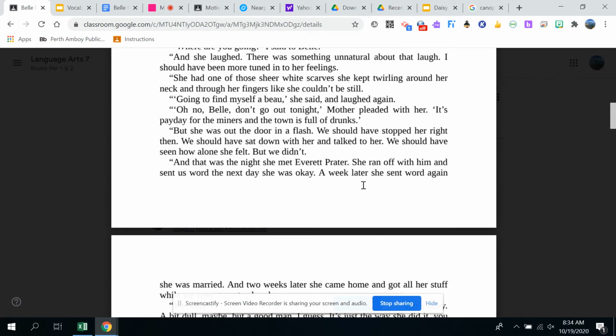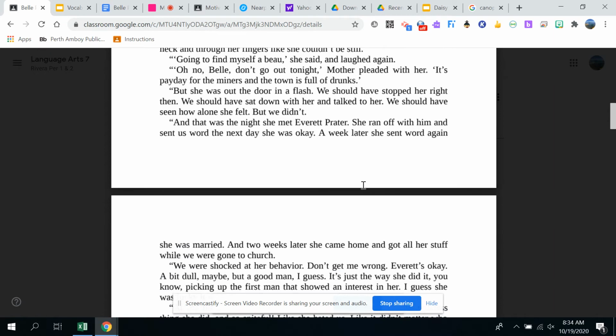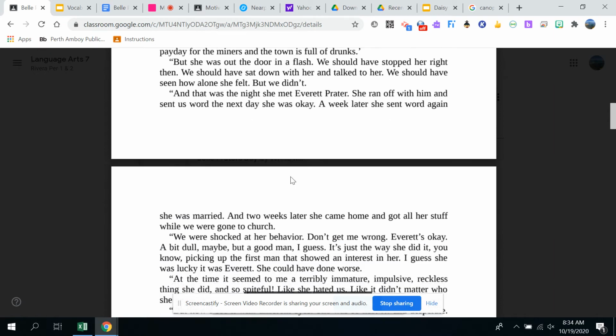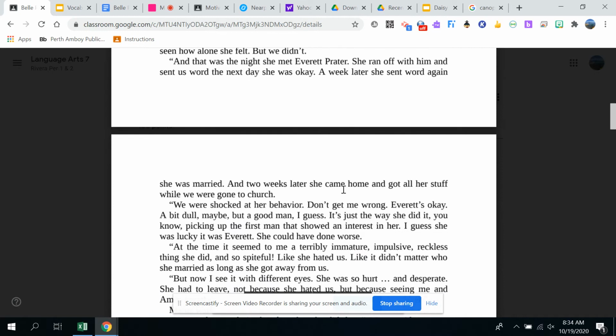We should have stopped her right then. We should have sat down with her and talked to her. We should have seen how alone she felt, but we didn't. And that was the night that she met Prater. I'm sorry. She ran off with him and sent us word the next day that she was okay. A week later, she sent word again that she was married.